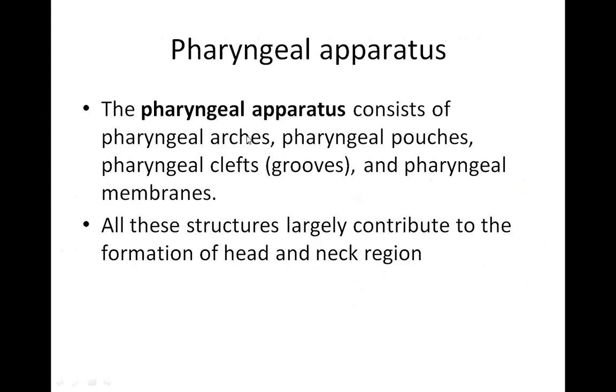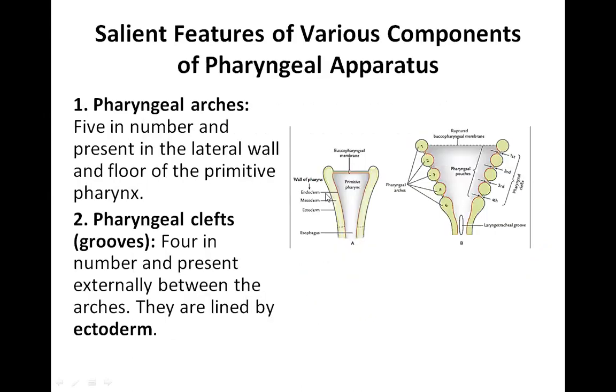It consists of pharyngeal arches, pharyngeal pouches, pharyngeal clefts, and the pharyngeal membranes. All these structures contribute to the formation of the head and neck region. Over here you can see this one is the primitive pharynx or the primitive gut, which is the pre-laryngeal part, and these are the side walls of the primitive gut. The pharyngeal arches are 5 in number: first, second, third, fourth, and sixth. Fifth does not appear. They are present in the lateral wall and the floor of the primitive pharynx.